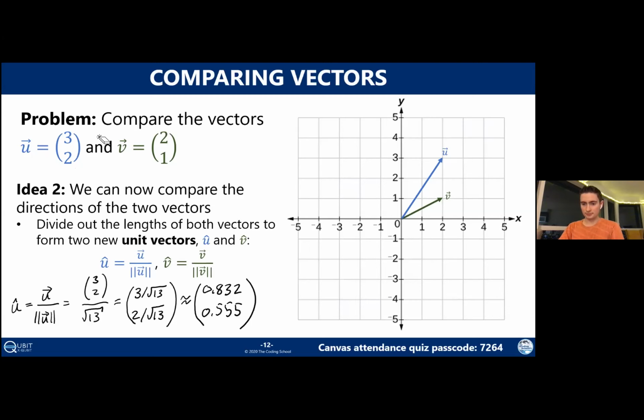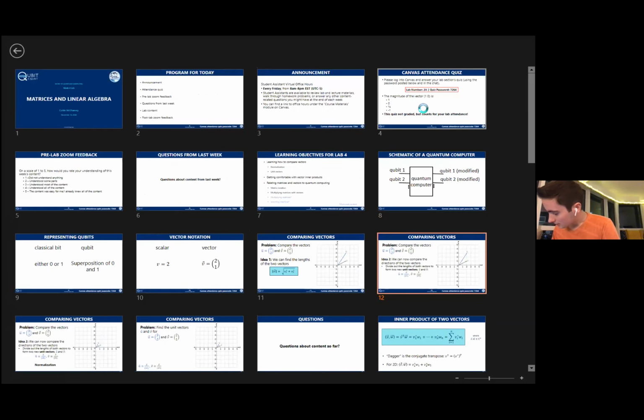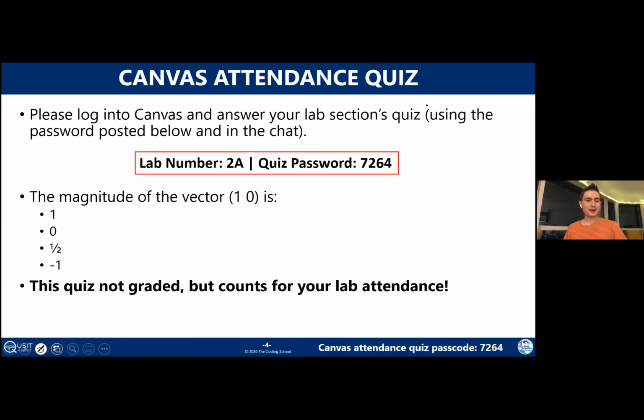Oh, the attendance quiz answer. Sorry about that. Let me quickly pop back to that slide. Speaking of magnitude, the magnitude of the vector (1, 0), if you work this out, is the square root of 1 squared plus 0 squared, which is the square root of 1, which is just 1. The magnitude is basically the length.